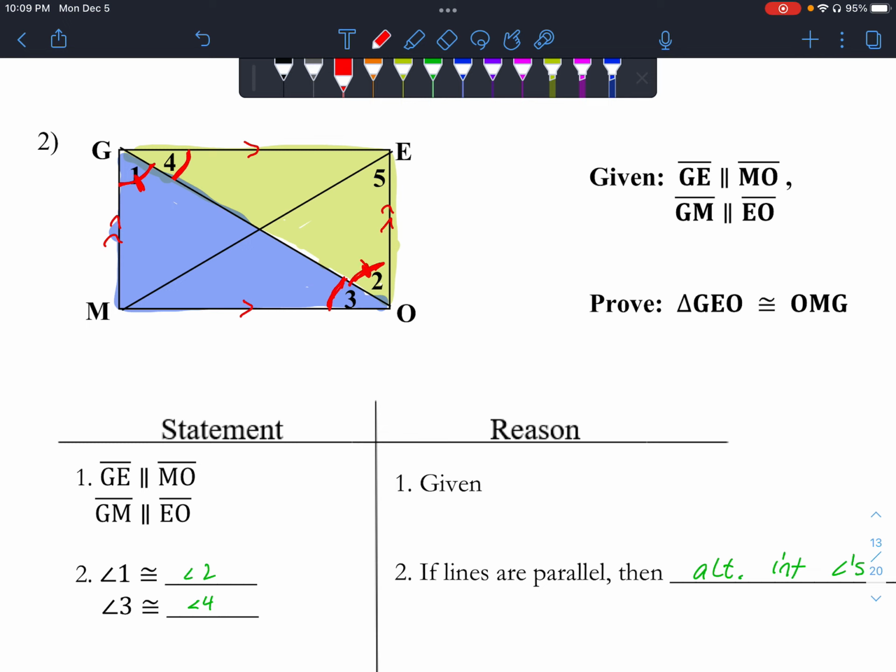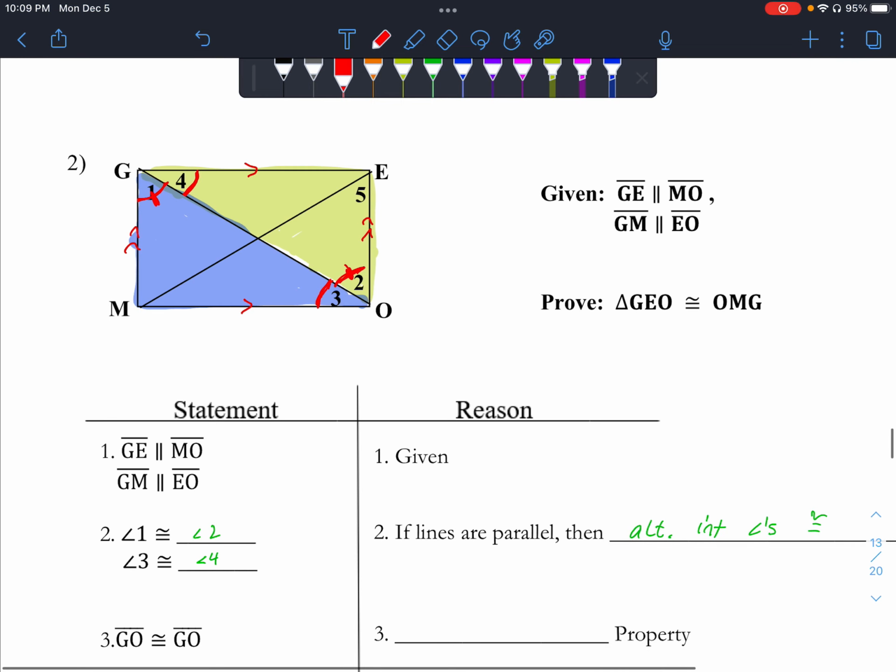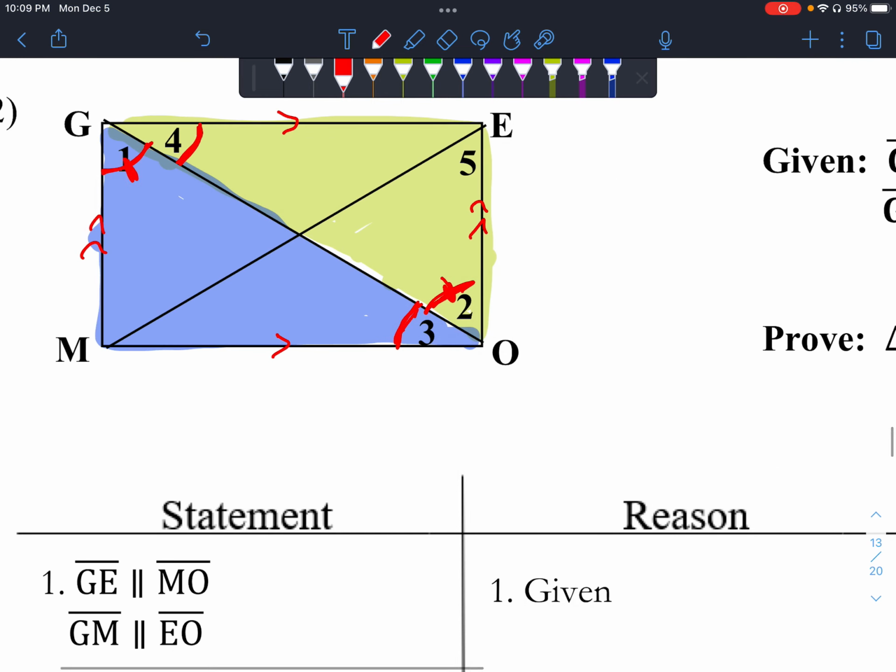So from these together, what I'm really looking at here is, wow, let's look at this blue one. I have two angles. I wish I had the side that was in between them. Here on the yellow triangle, I've got two angles. I wish I had the side that's in between them. Well, guess what, guys? That's the same side for both of those triangles.